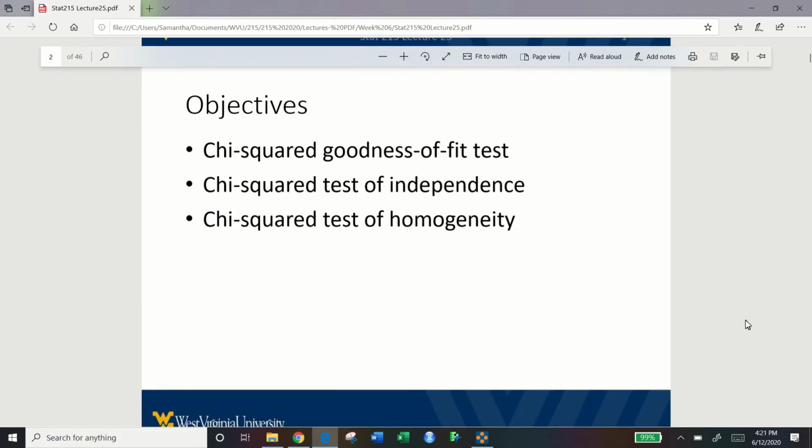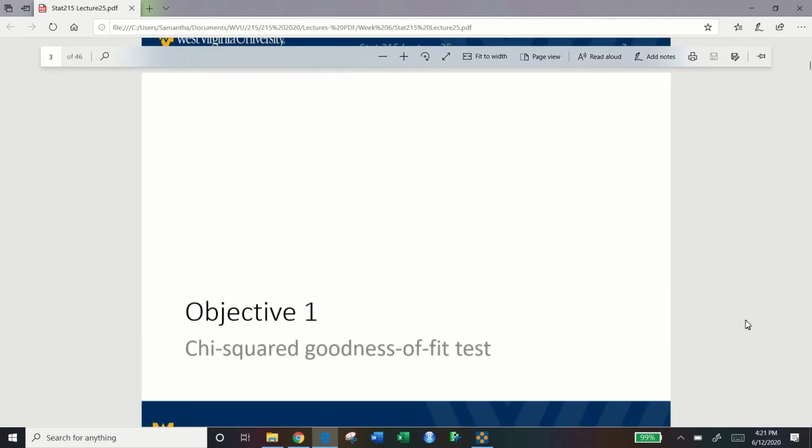In this video, we are going to focus on three tests: the chi-squared goodness of fit test, the chi-squared test of independence, and the chi-squared test of homogeneity. First, we'll begin by looking at the chi-squared goodness of fit test.